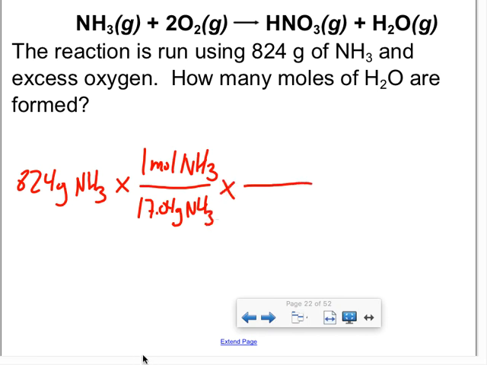Okay, now the second conversion is the mole ratio. So I get that from the equation, 1, and we are trying to get to water, also a 1, another 1-to-1 ratio. All right, so I'm in moles of NH3, that goes on the bottom. I'm trying to get to water. I punch it in.